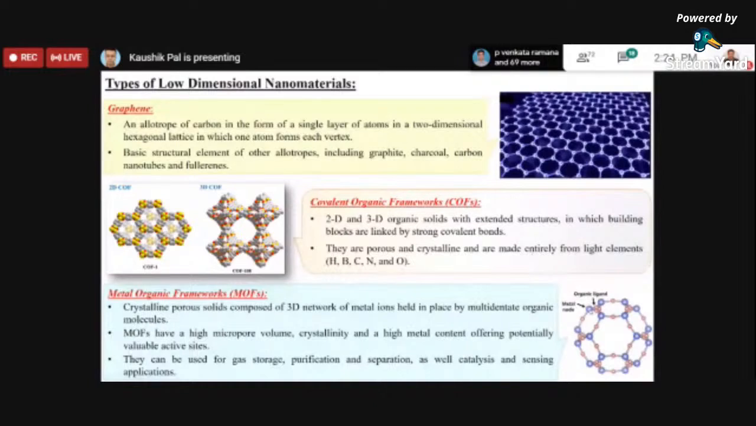MOFs have a high micropore volume, crystallinity, and high metal content, offering potentially valuable active sites. They can be used for gas storage. Nowadays people are talking about hydrogen storage basically, or maybe any type of volatile gas storage. People are using it for purifications and separations, for water purification or something like that, because it has a porous structure. So it is very good for preparing any kind of membranes, and for bulk catalysis and sensing applications too.